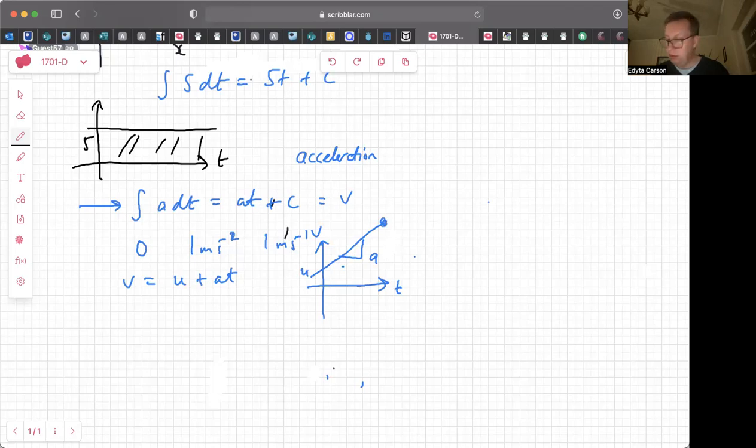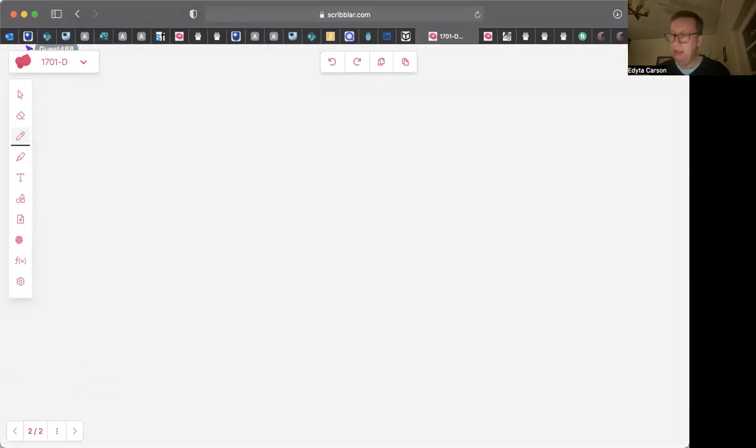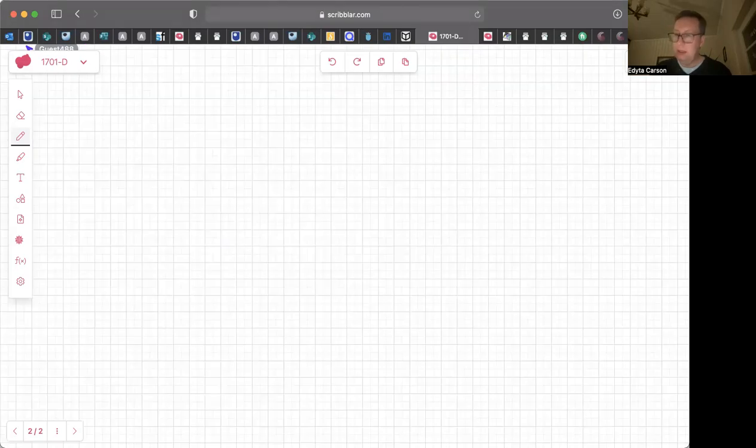Okay, so we've done that. So let's now take v equals u plus at and integrate that.